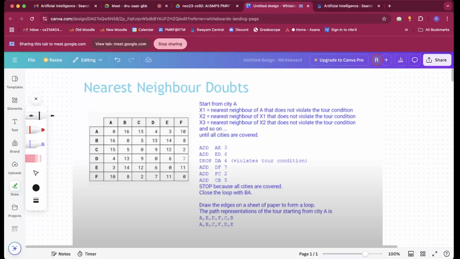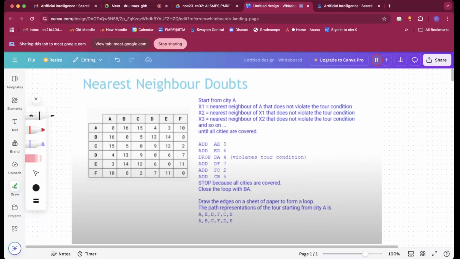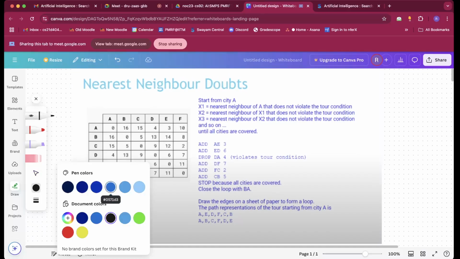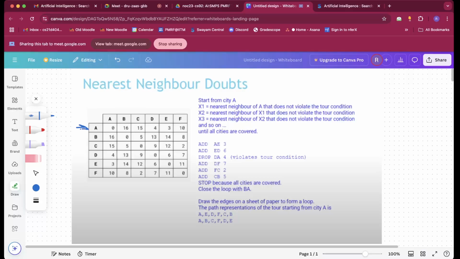So what nearest neighbor does is that, let's say we start with A. It looks at that row and finds the lowest cost edge. In this case it's obviously non-zero cost, since you don't want to go from A to A itself. So the least cost edge is A to E, which has a cost of 3. So we will add that edge, A to E, in our TSP.